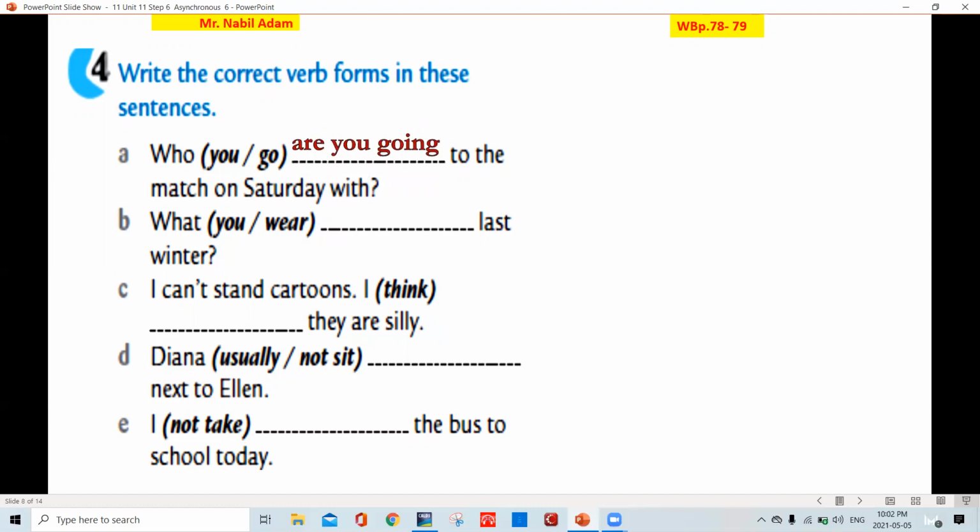So I am going to express something is going to happen in the future. يبقى ممكن نستخدم present continuous to talk about a future plan. Who are you going? This is a question. Who are you going to the match on Saturday with?